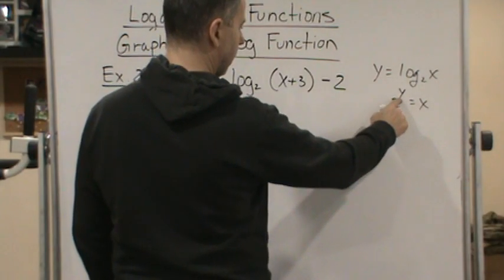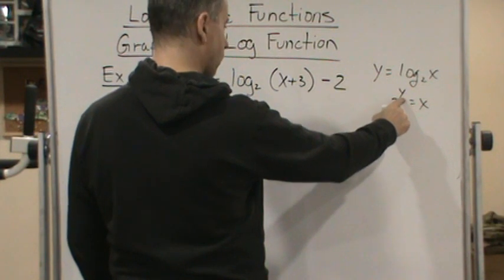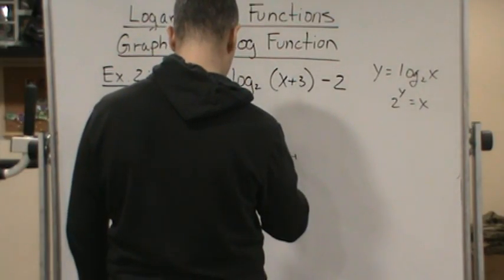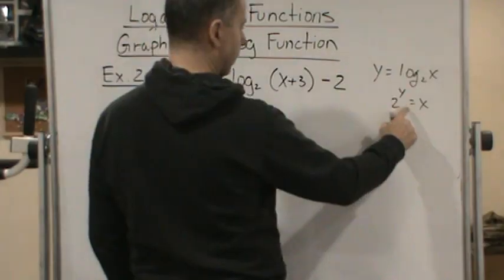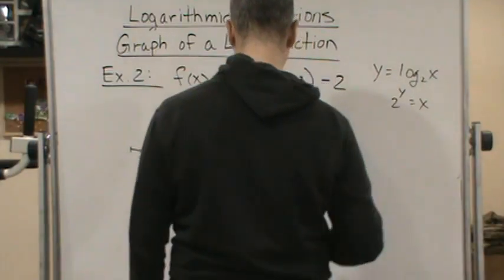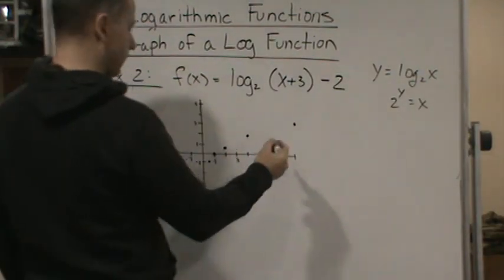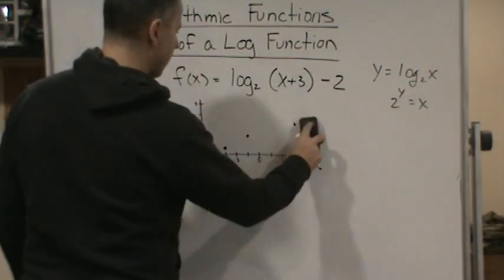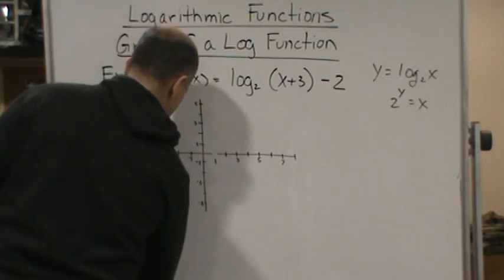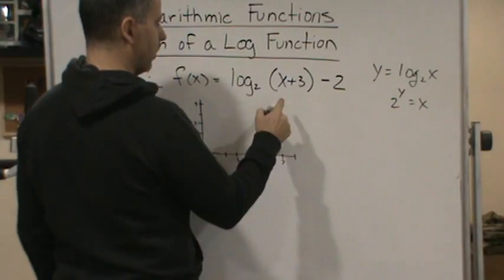Now if we want to plot another one, we could. If y is 2, then x is 4. So when x is 4, y is 2. And then when y is 3, x is 8. So we can plot that one on here. But here's the thing. This is the basic function, so we know what it looks like. But let's use transformations. And so we know this is going to go through right here.